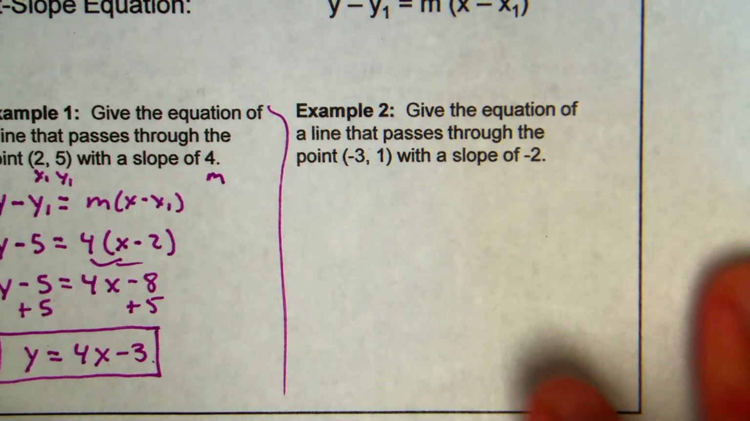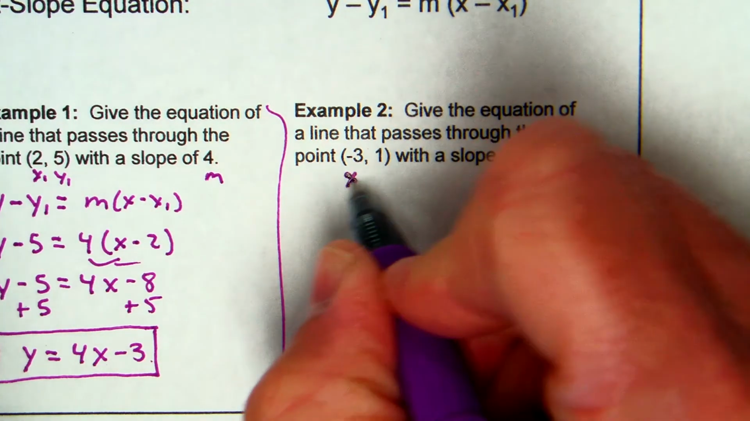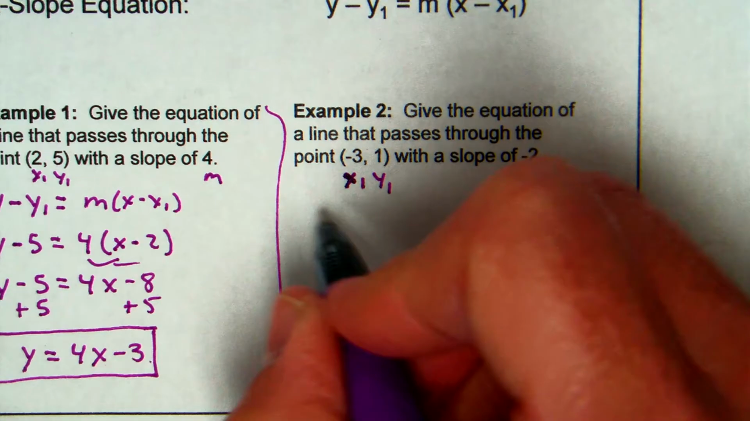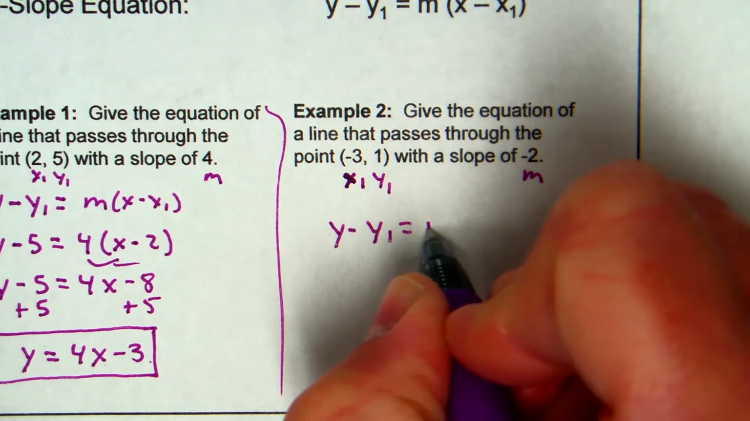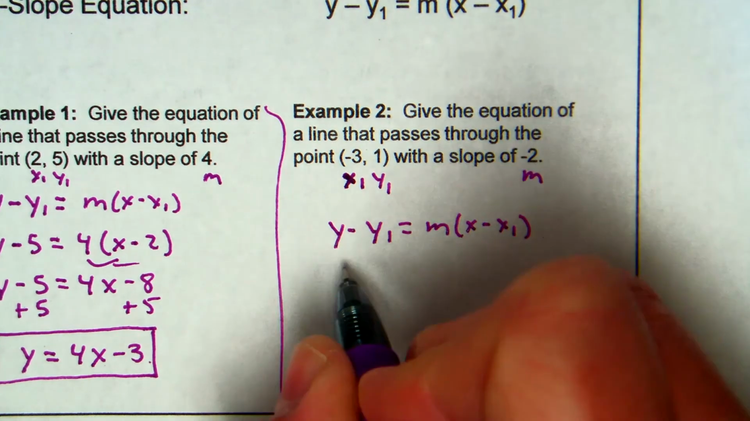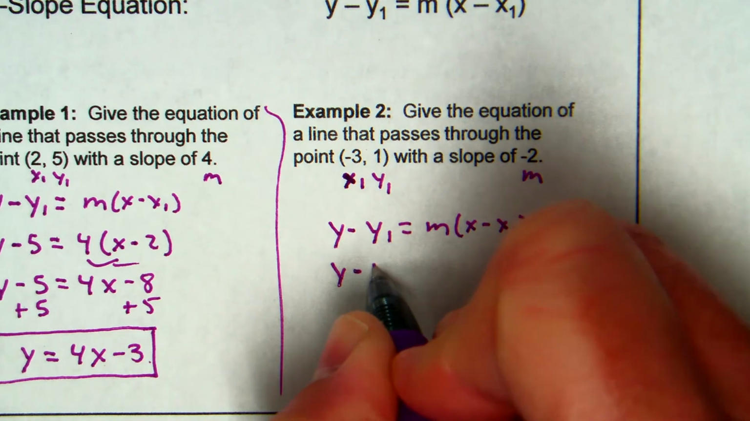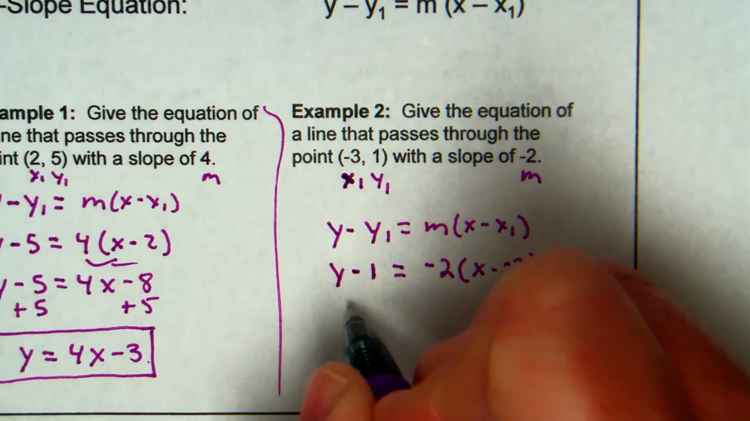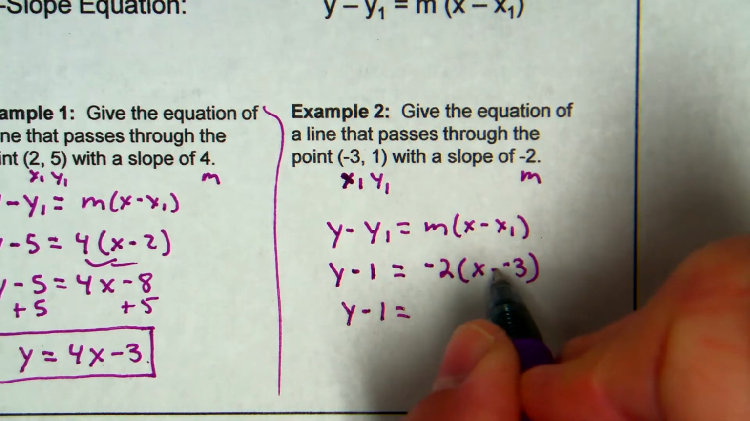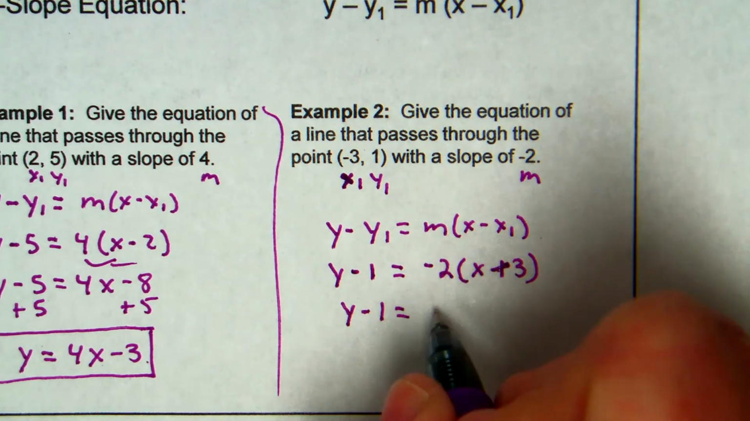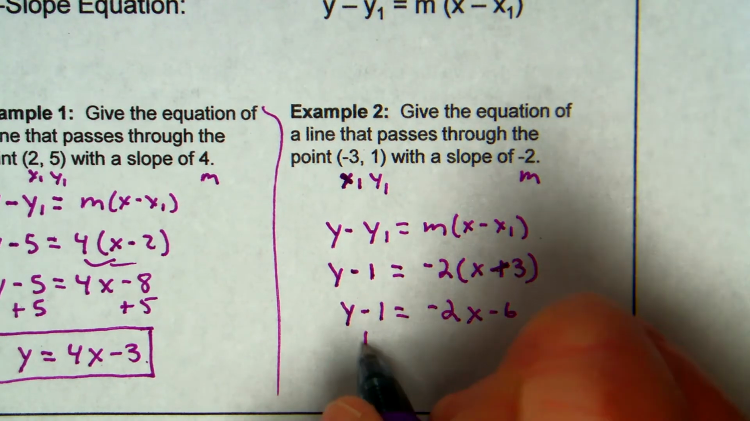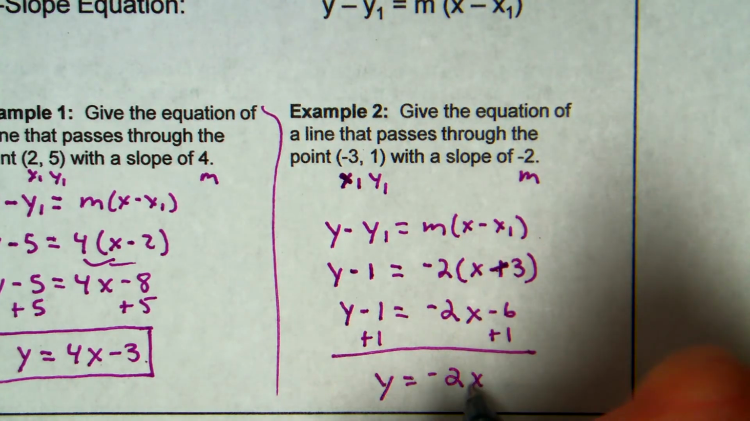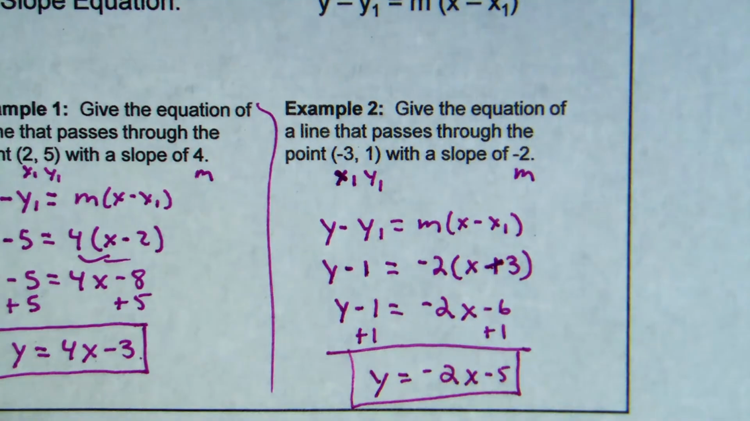The last example of this says I have a point that passes through negative 3, 1 and has a slope of negative 2. Using good practice, I always rewrite the formula, plug in the known values, and then simplify. y minus 1 equals minus negative 3 is a plus, negative 2x minus 6. Property of equality moves the 1, and there's your solution.